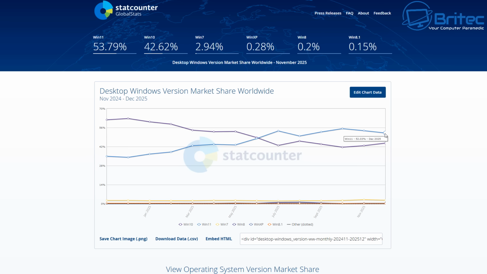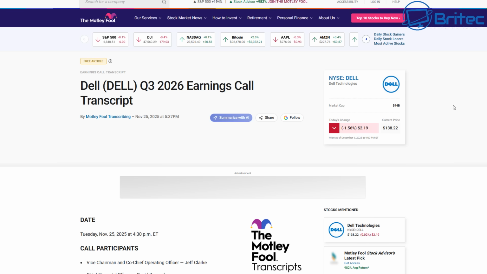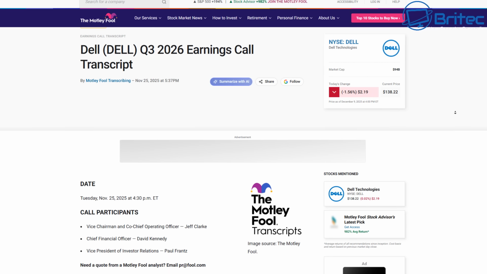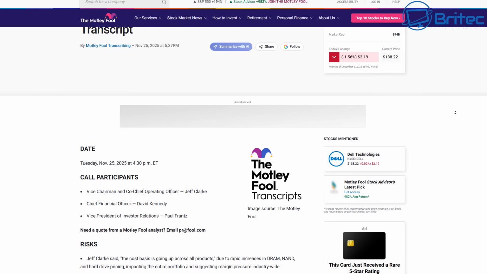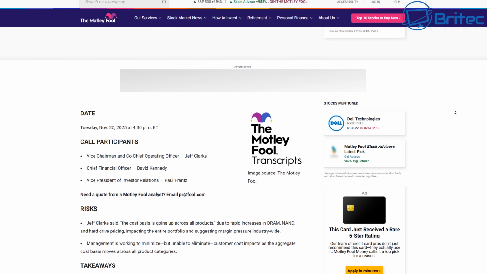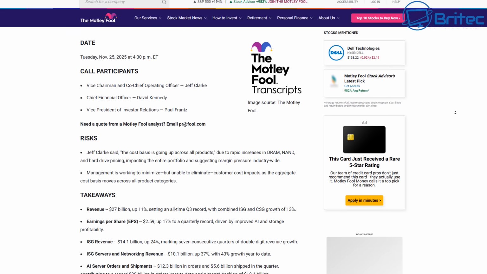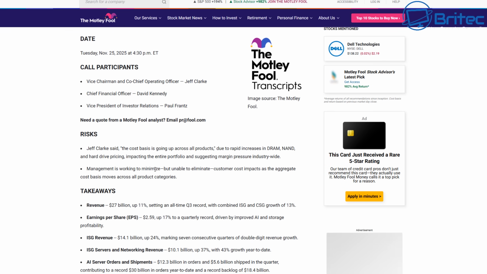Now, to put this into some sort of context, they assume that over 550 million PCs are still running Windows 10 out of the 1.4 billion market total share of Windows. And that is an astonishing amount. Now, Jeffrey Clark from Dell, who is the COO, has talked about the earnings and what is happening. He has said that about 500 million computers that are compatible with running Windows 11 have simply not upgraded to Windows 11 and are staying on Windows 10.